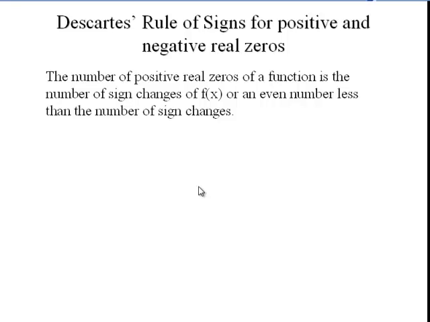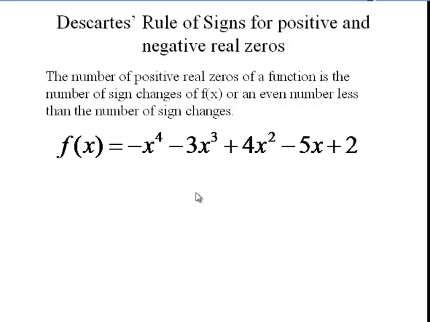Okay, then we have what's called Descartes' rule of signs, and that tells you the number of positive zeros of a function is the number of sign changes. Or if there's a lot of them, like 10 or something, then it may not be all 10 of them. It may just be like 8 or 6 or 4 or 2.